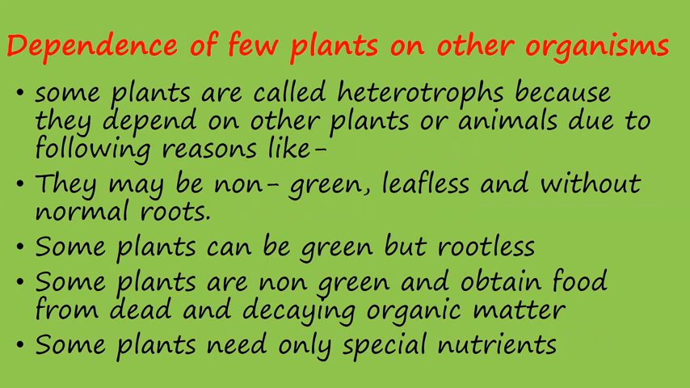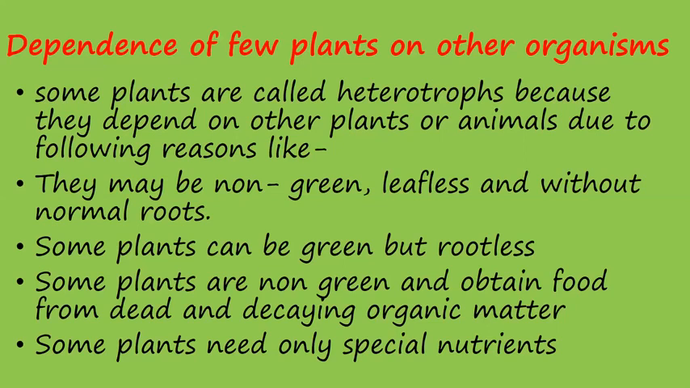Dependence of few plants on other organisms. Some plants are called heterotrophs because they depend on other plants or animals. Or we can say that these plants depend on others due to lack of some features in them, which are as follows. Some heterotrophic plants may be non-green, leafless, and without normal roots. They depend totally on others for their food.